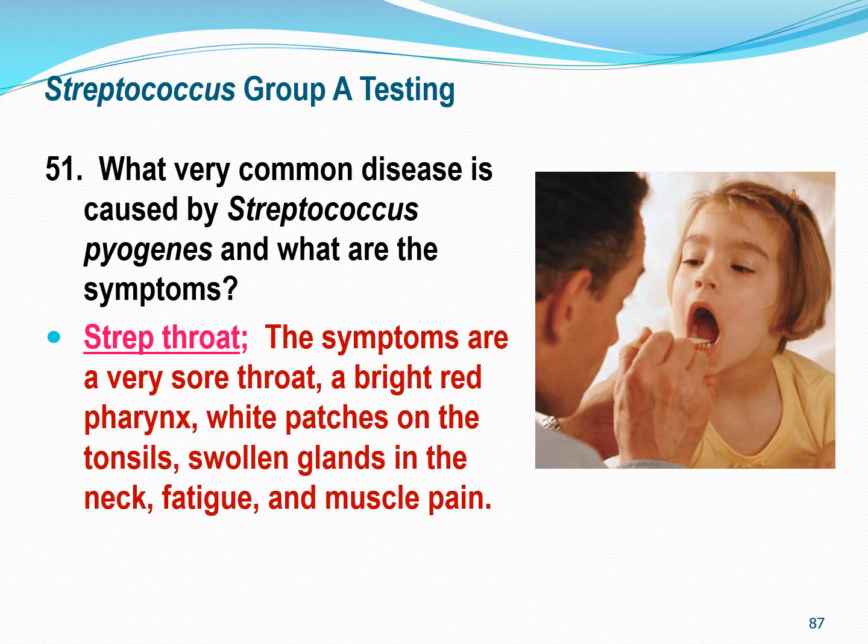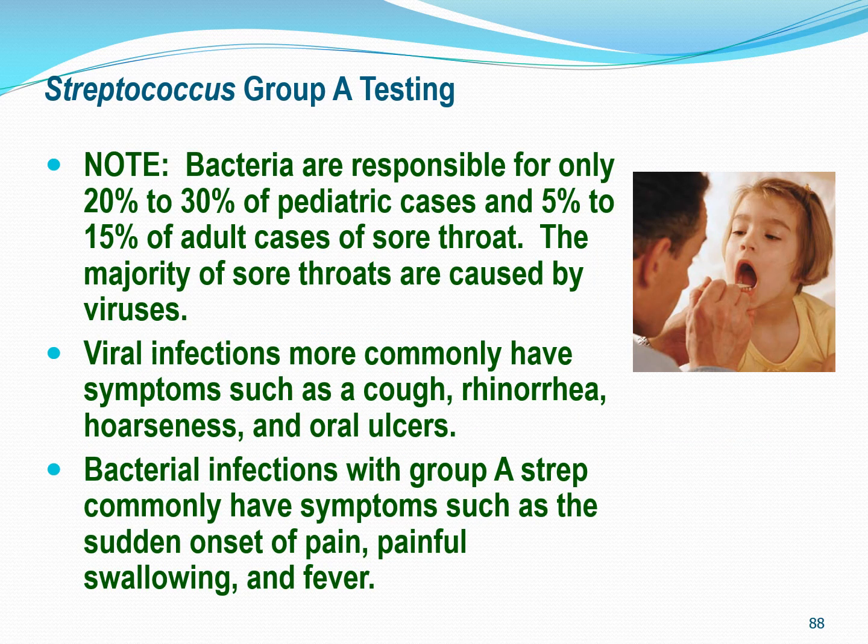The symptoms are a very sore throat, right? A bright red pharynx, white patches on the tonsils, swollen glands in the neck, fatigue, and muscle pain. We want to note that bacteria are responsible for only 20 to 30% of pediatric cases and 5 to 15% of the adult cases of sore throat. The majority of sore throats are caused by viruses. Viral infections commonly have symptoms such as a cough, rhinorrhea, hoarseness, and oral ulcers.